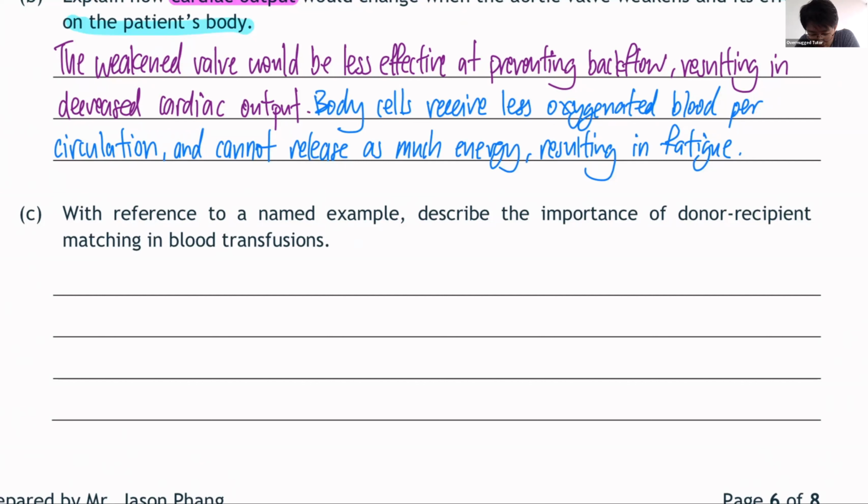So the importance of donor recipient matching in blood transfusions. Who is universal donor? Who is universal recipient? AB, very good. Okay. So yes, we're talking about blood groups and agglutinations, right? So here, do we just take the easy way and say donor O recipient AB? We need to describe the importance, right? Using a named example. So what should we choose? This one, very open-ended. You can choose many permutations in it.